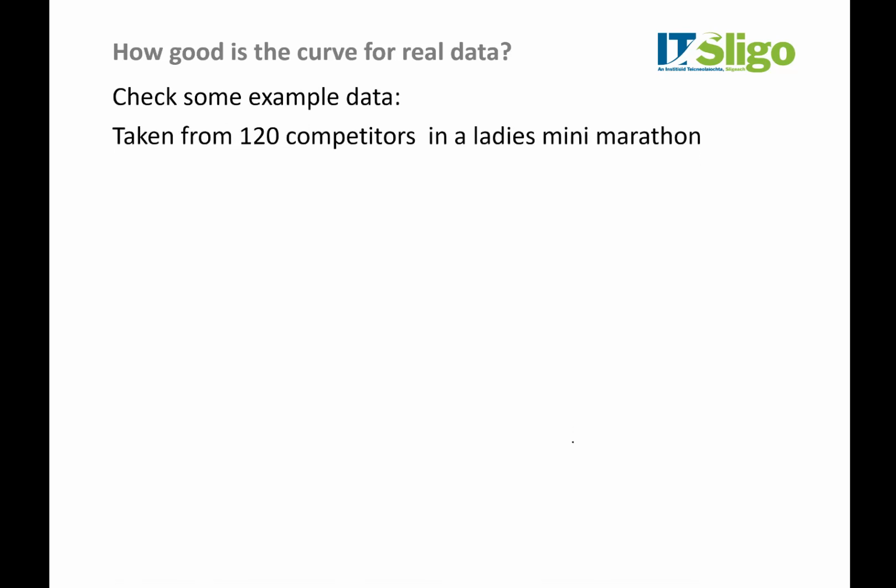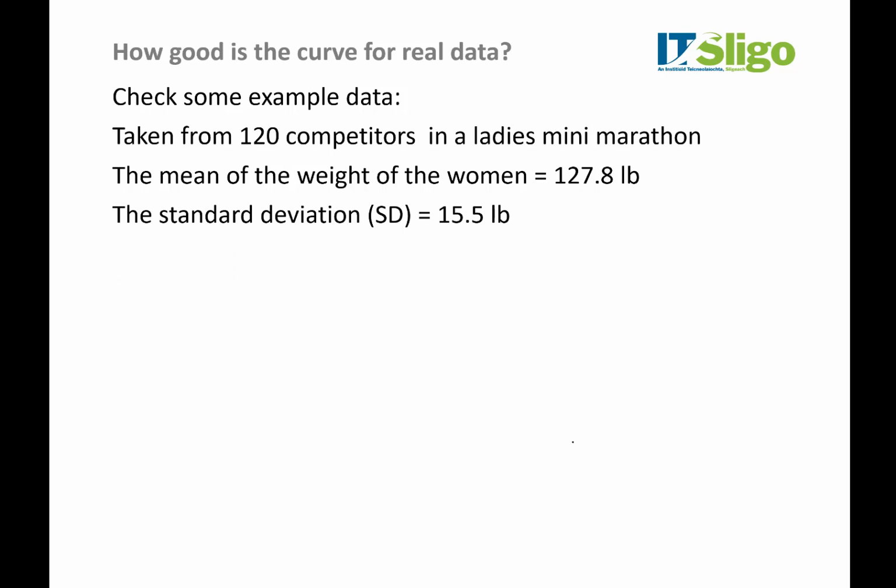So, a ladies' mini marathon. This is real data, taken from a real data set. 120 competitors. And the mean weight of the ladies is 127.8 pounds. The standard deviation, how much each lady on average deviates from this mean, is 15.5 pounds. So now we know our mean, which is mu, and we know our standard deviation. So we can start to make some assumptions.